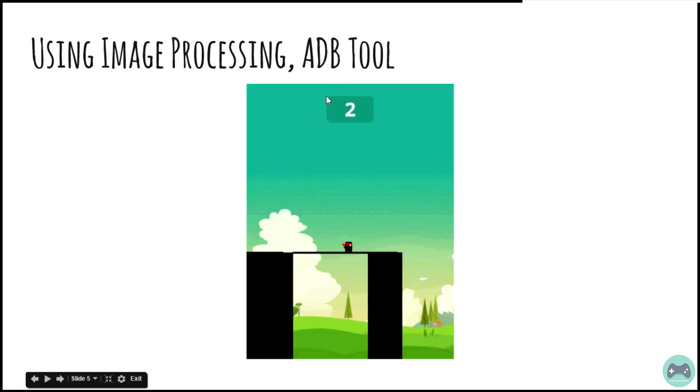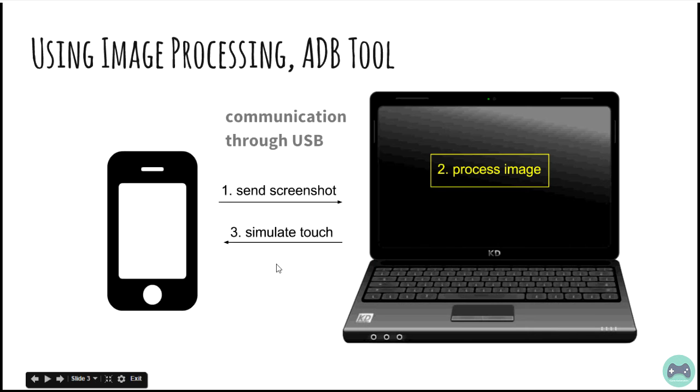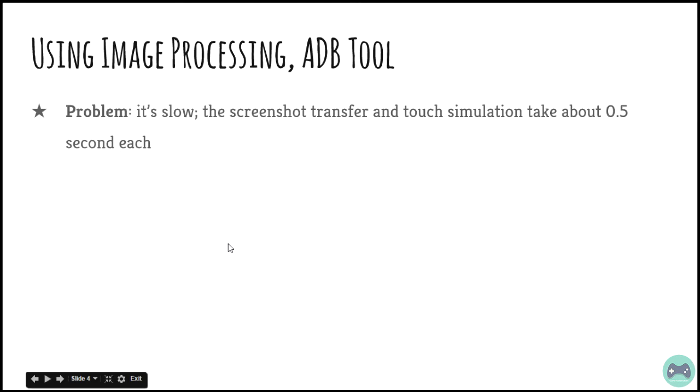So this can be used for games like Stick Hero. In the first step, you take the screenshot, send it to the laptop, then you use image processing to find the pillars and then the distance between two pillars, and depending on that, you try to figure out the time for which you have to touch the screen and accordingly simulate the touch.